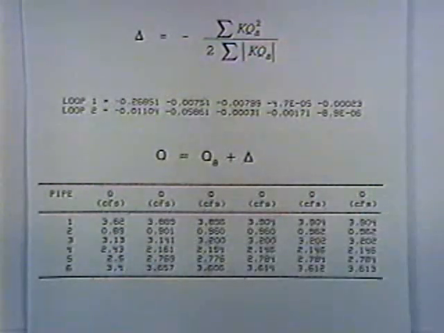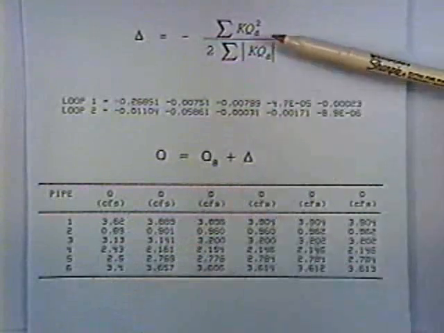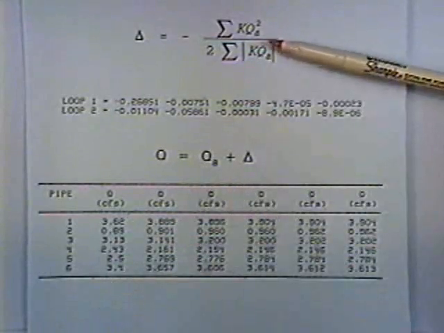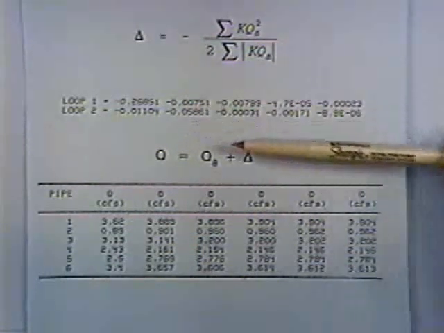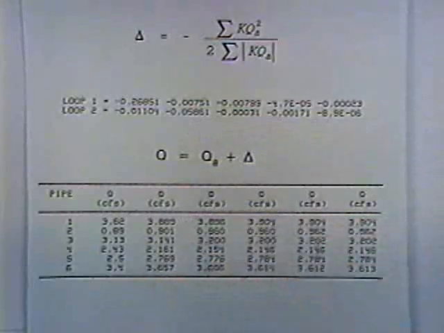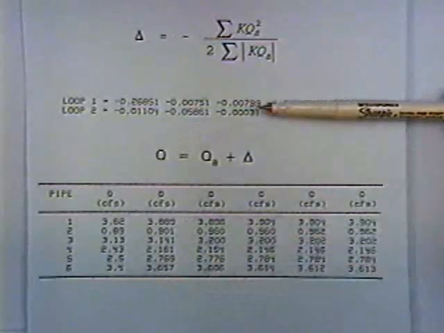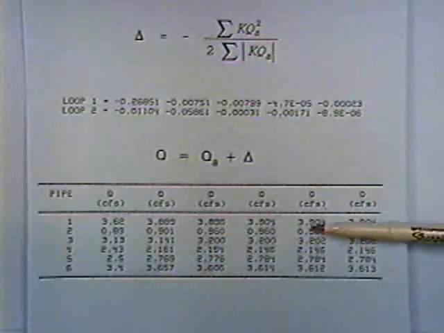And the way I've set up these tables is that we got a new set of flows, and then we take that new set of flows and we plug it into the Hardy-Cross method again, do the same computations over, and we'll get another set of correction factors. We plug into here, correct the flows, we'll get a new set of flows. And then as we go, finally the delta goes to 0, and as the deltas go to 0, the flows stay the same.